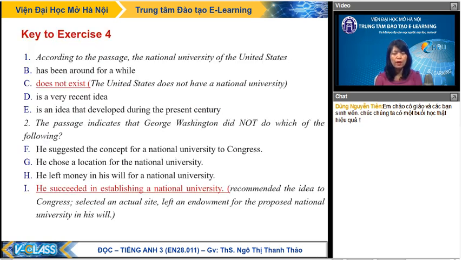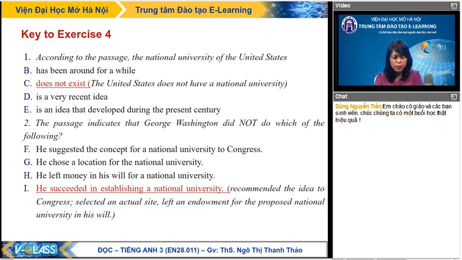Alright, so now I'd like you to look at the screen here, and I'll give you the explanation to the answers to the questions here. According to the passage, the National University of the United States does not exist. Why? Because based on the evidence here, the United States does not have a national university. So question number 1, the answer here is does not exist.